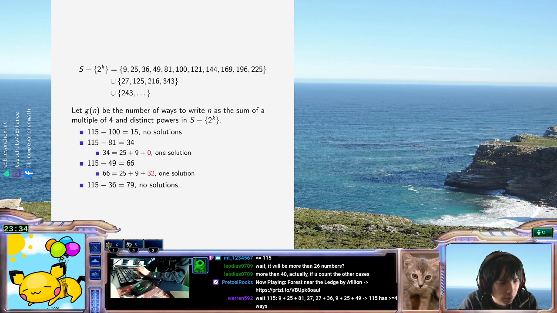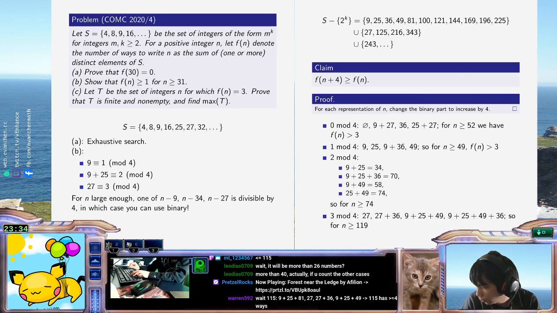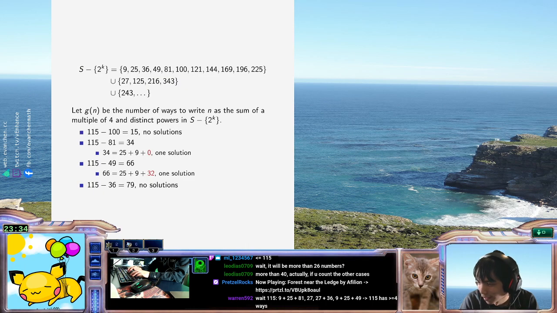Oh, did we get 27? 27 plus 36. Did I miss something up here then? Nine plus 25 plus 81. Oh yeah, I can optimize this. 81. Okay, so we're actually going after 111. Thanks for the tip. Yeah, I figured something was off.